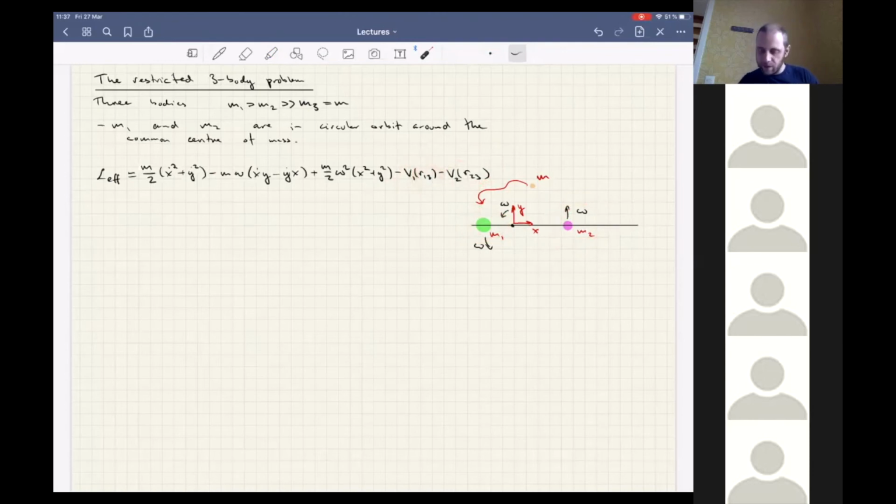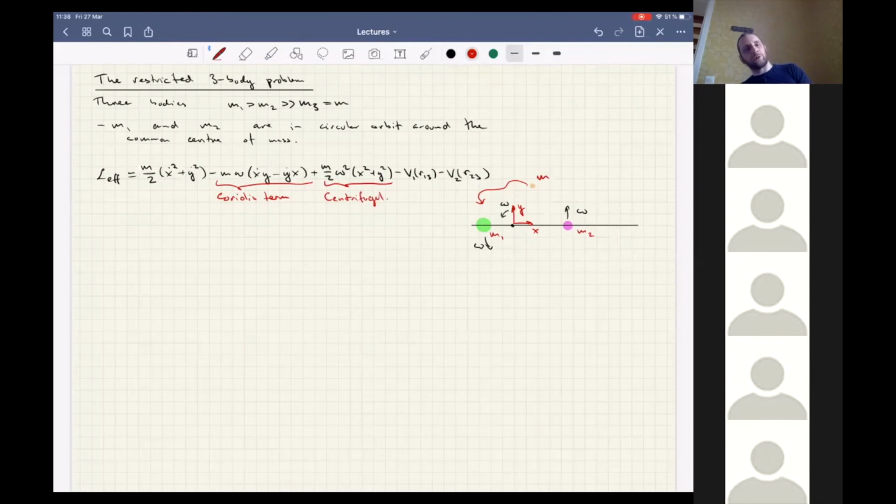r13 is the distance from m1 to the mass, and r23 is the distance from the second mass to this mass that we're looking at. Now, if we look at those two additional terms, this one is a Coriolis term. It depends on the derivatives, so it depends on x dot and y dot. Whereas this term is just an effective potential term, and it's the centrifugal term.